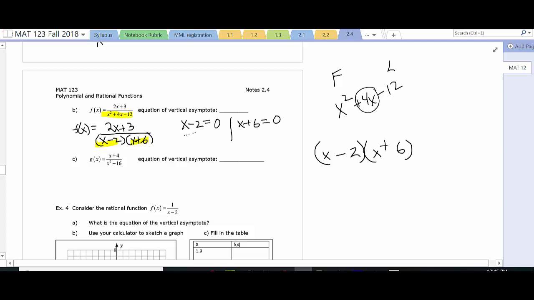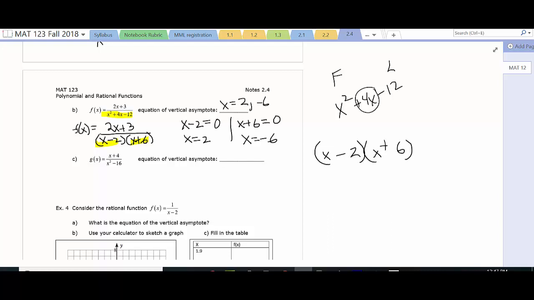Okay, so that would be add 2 to both sides, you'd have x equals 2. Subtract 6 from both sides, you'd have x equals negative 6. So your vertical asymptotes are 2 and negative 6. Now I'm not going to take the time to graph that on the calculator, but if you did, you'd have a break in the graph at 2 and at negative 6, and you would have a graph similar to what I just did.